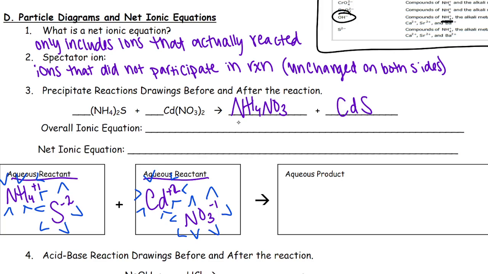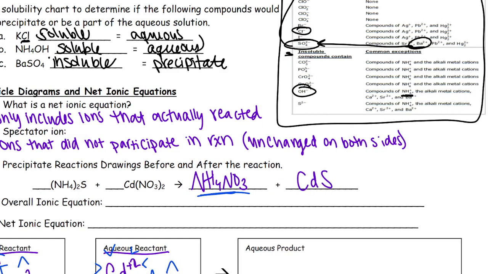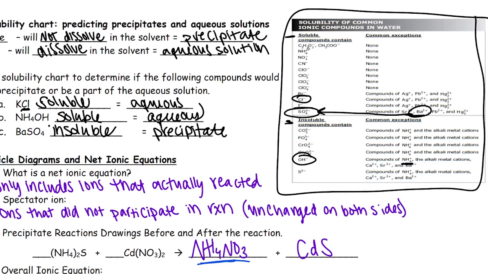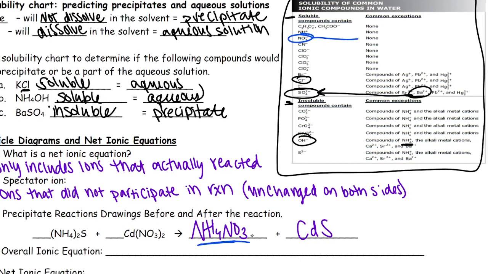So if I look up NH4NO3 on my solubility chart, nitrate is one of our ions that is always going to be soluble. There are not exceptions. So when you see nitrate, what state of matter is this compound going to be? Is it solid, liquid, gas, or aqueous? Aqueous. And then I have CdS. Sulfur is down here in the insoluble section unless it's bonded to one of these, and it's not. So what state of matter would this be? Solid.